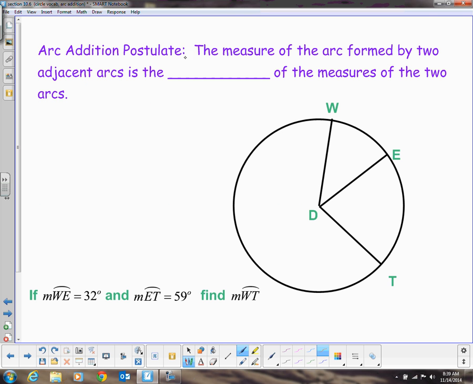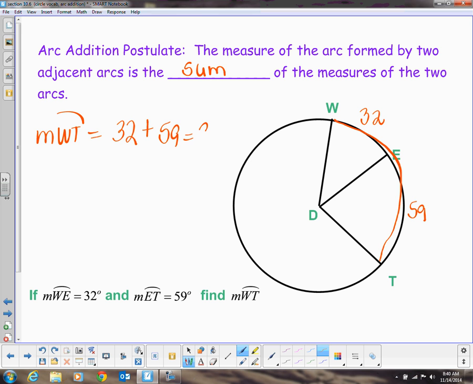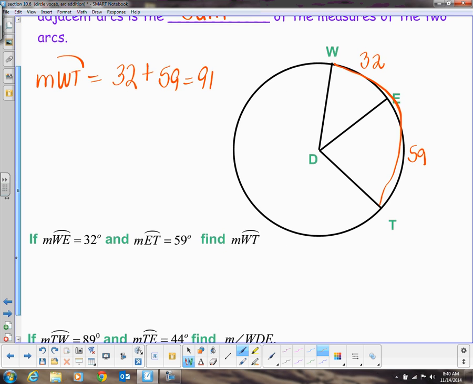Arc addition postulate. This is what a lot of your homework is, Nathan. The measure of the arc formed by two adjacent, meaning next to each other, arcs is the sum of the measures of the two arcs. It's like segment addition, but it's for angles. In other words, if this arc is 32 and this arc is 59, how do we get the arc from here to here? If you add, subtract, multiply, or divide, I better see work. If you want credit, I need to see 32 plus 59 is equal to 91. But let's look at the other one.